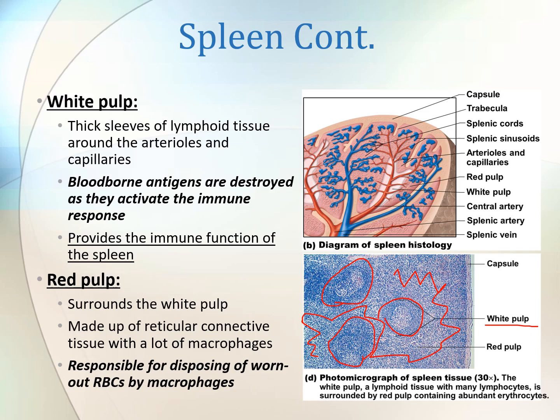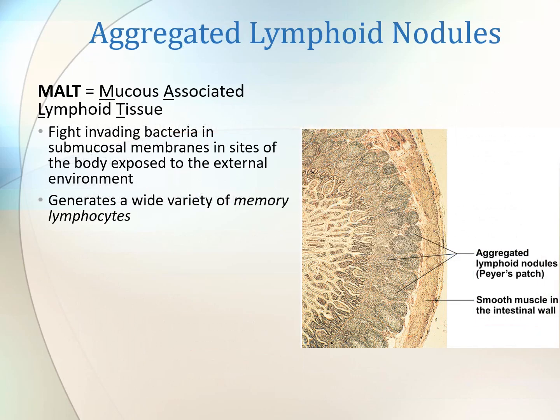And then the red pulp is all the other stuff around the white pulp. Okay, so it essentially is the majority of it, and it's responsible for disposing of those worn out red blood cells, white blood cells, whatever that may be. And these are macrophages. Okay, so lymphocytes in the white pulp, macrophages in the red pulp.